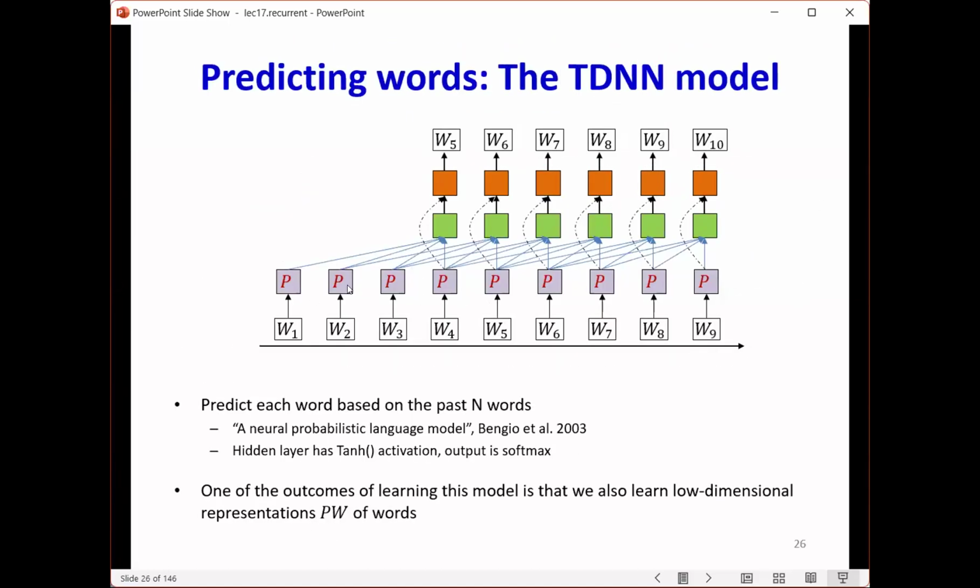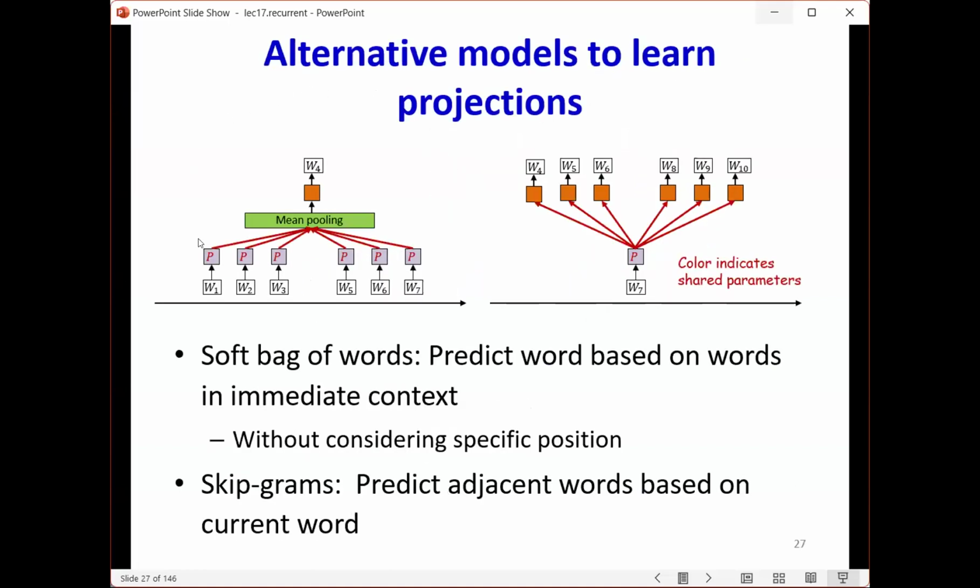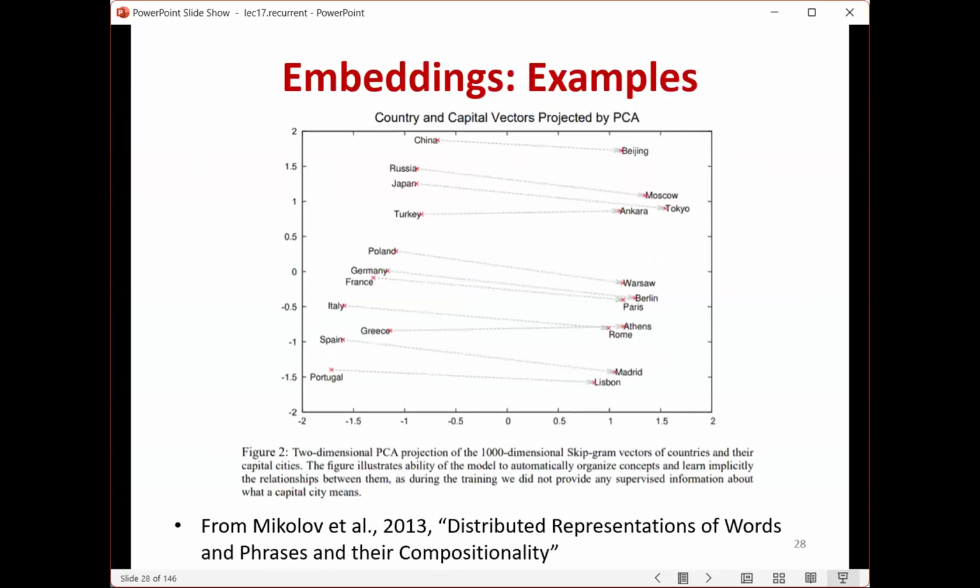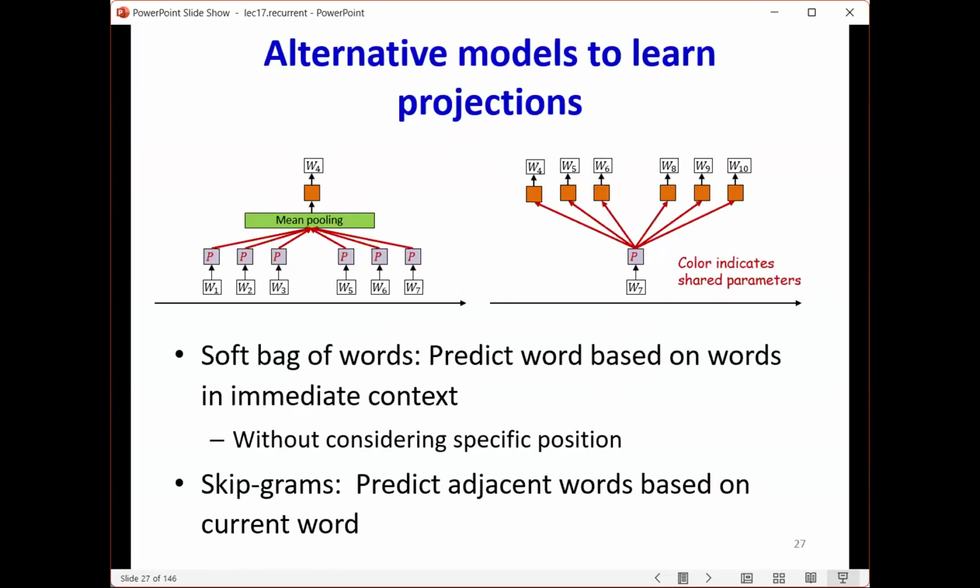When people figured that you could do this, the business of trying to find out the best projection matrix became a bit of a cottage industry. So we had these other models. This was the so-called continuous bag of words, where you were going to predict a word based on neighbors on both sides, or the skipgrams, where a word was used to predict the neighbors on both sides, and various other things.